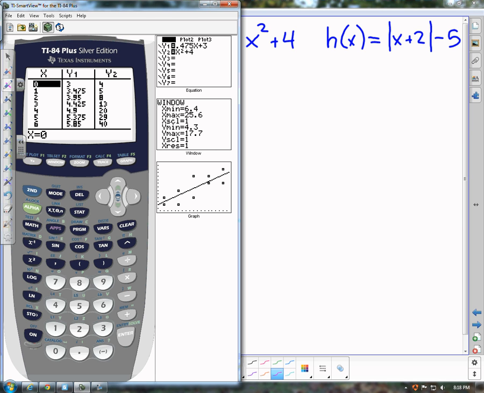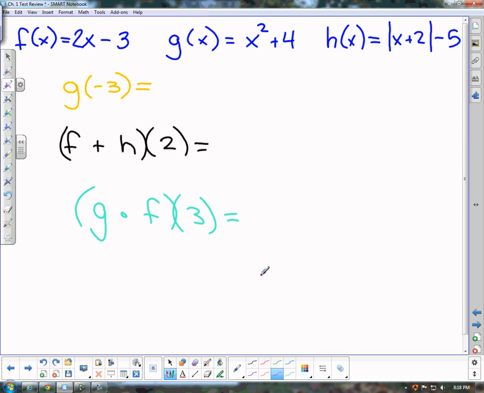it will give you all the values, and those are these right here, this 4, 5, 8, 13, 20, 29. That's what you get when you substitute any value into the middle function. Or you can just do it without using your graphing calculator by just substituting a negative 3 into the equation to get 13.